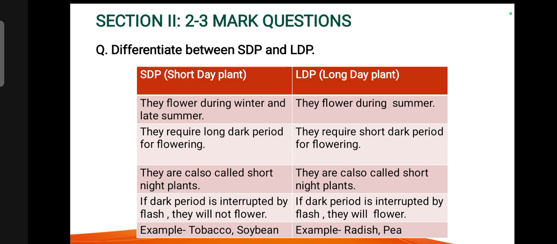SDP are also called short night plants. If the dark period is interrupted by a flash, SDP will not flower; if it is interrupted by a flash, LDP will flower. Example, tobacco, soybean for SDP. Here the example is radish and pea.